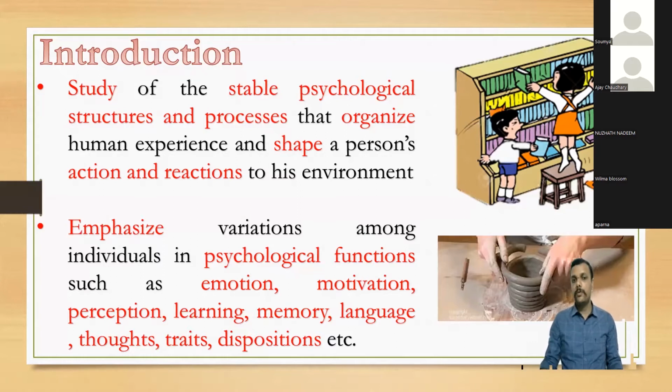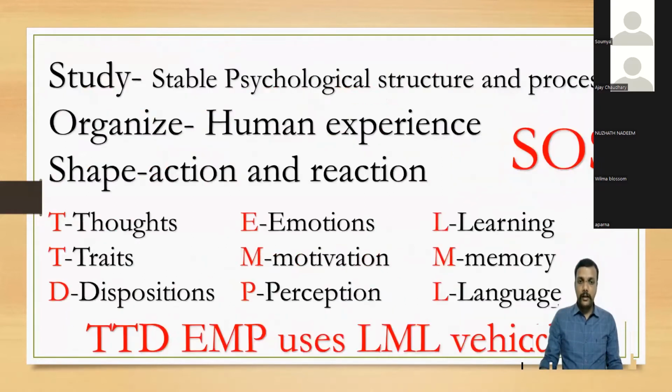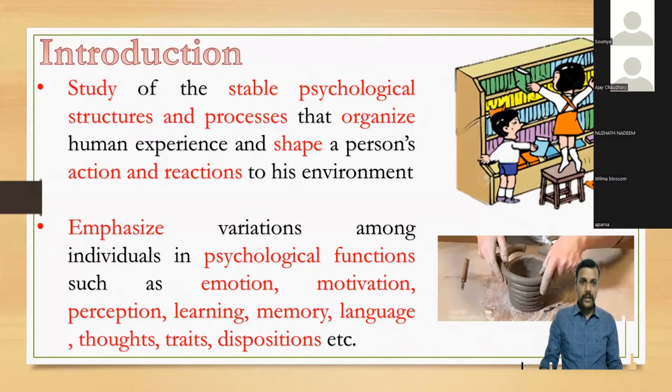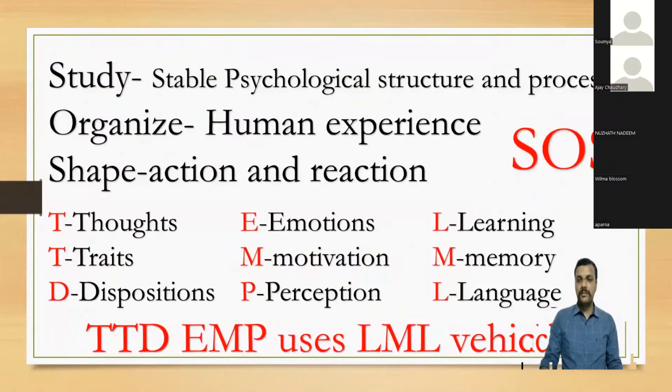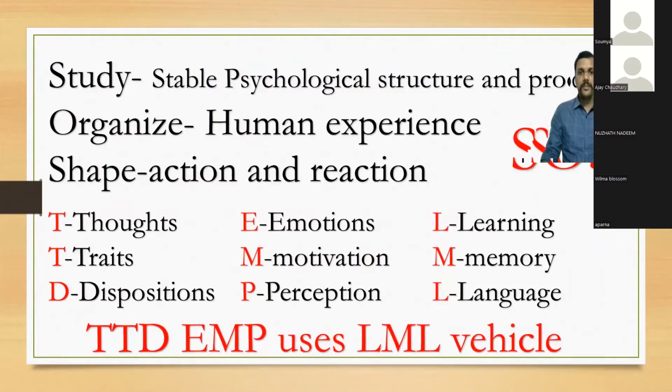Language is also one more important thing. Thoughts, traits, and dispositions, all these factors affect the structure and process of our personality. So again, we have nine factors affecting the individual psychological functions. What are these nine factors, and how to remember them easily?